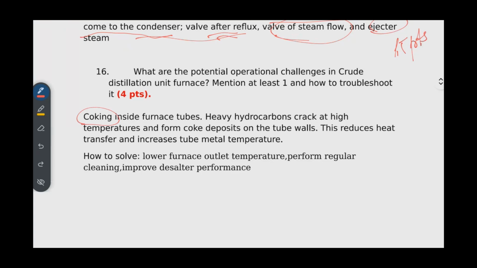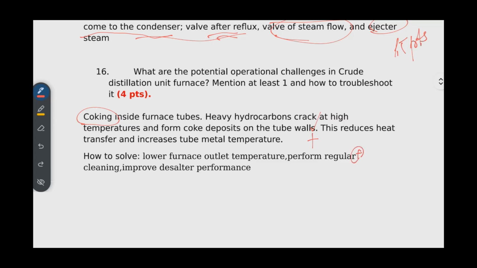Additionally, as I mentioned, the crude distillation unit has the furnace before the atmospheric distillation column because they need to preheat the overall product, and then it will be sent to the distillation unit. If we see coking inside the furnace tubes, heavy hydrocarbons crack at high temperature and form coke deposits on the tube walls. Yes, that's right. This reduces heat transfer and increases tube metal temperature. Yes, that's right. TMT will increase tube skin temperature as well, they are the same thing. How to solve it? Lower furnace outlet temperature, perform regular cleaning.